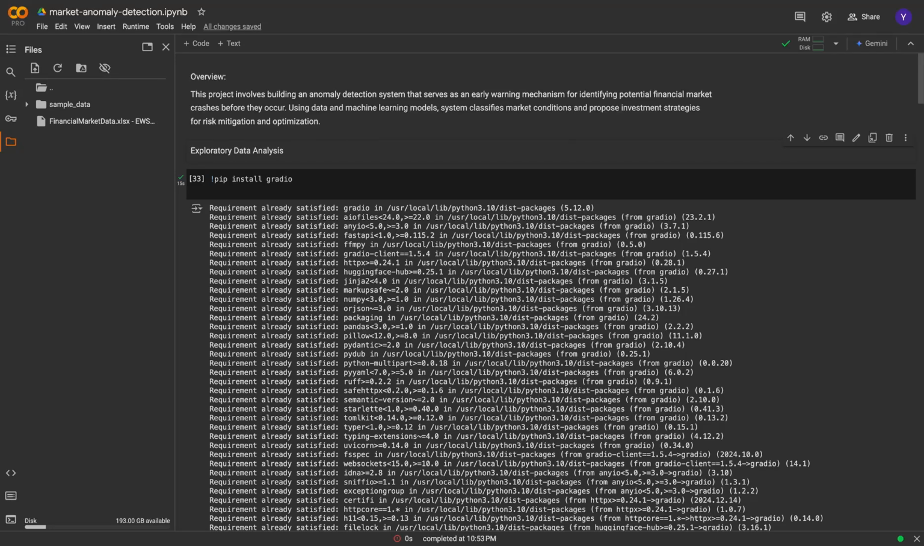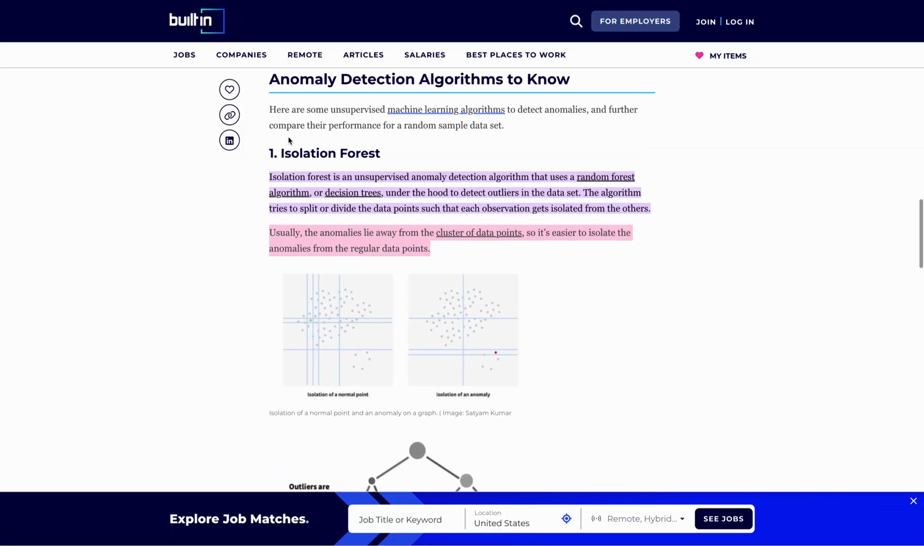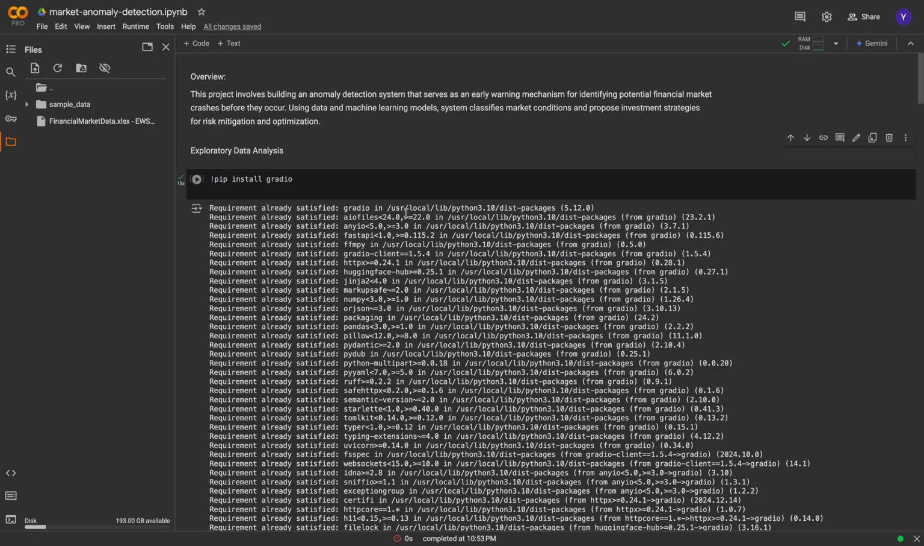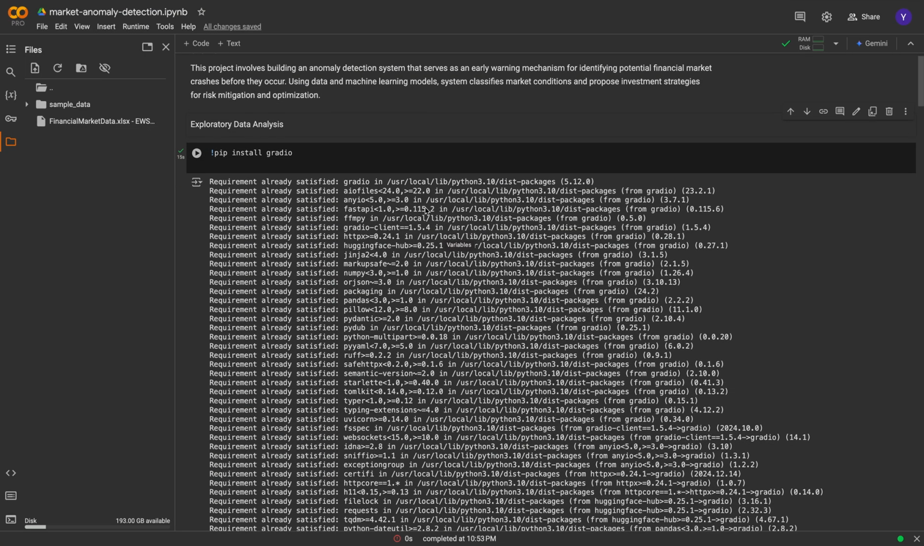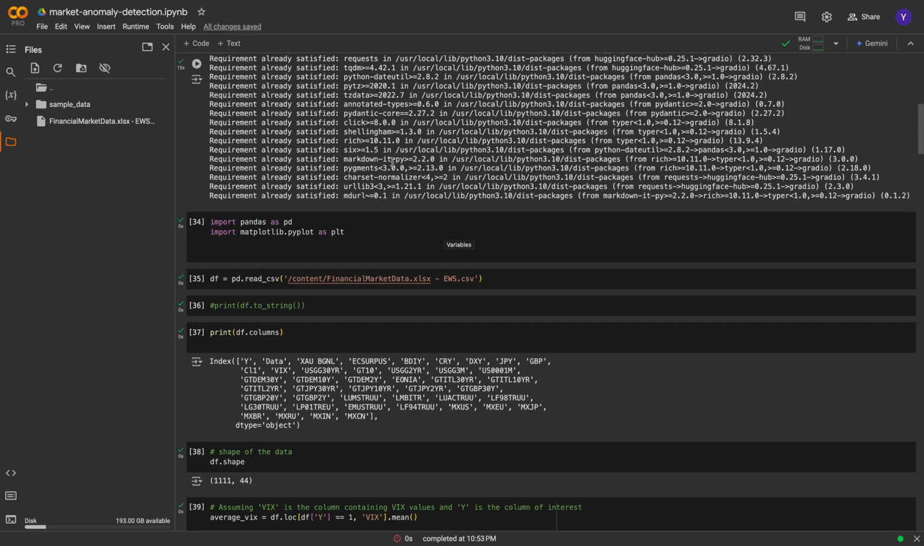Hi, so for this week, I created a market anomaly detection system. This project involved building a system that serves as an early warning mechanism for identifying potential financial market crashes before they occur. I used data and machine learning models, such as the isolation forest, for my project, and Gradio for the user interface. So this is pretty much what I did.